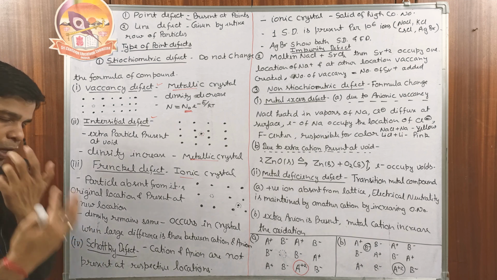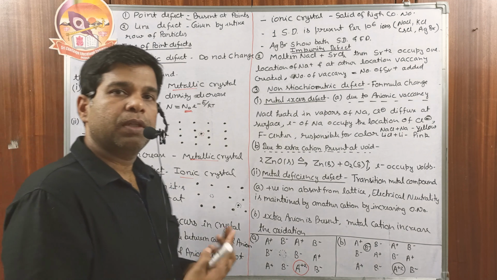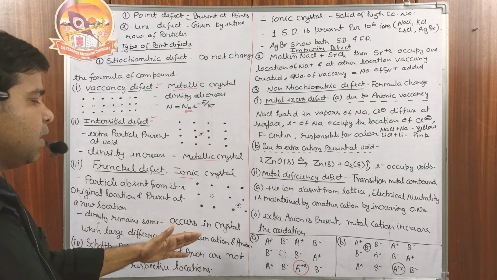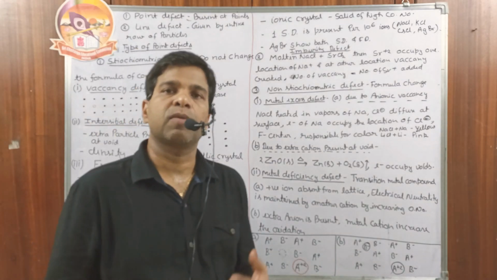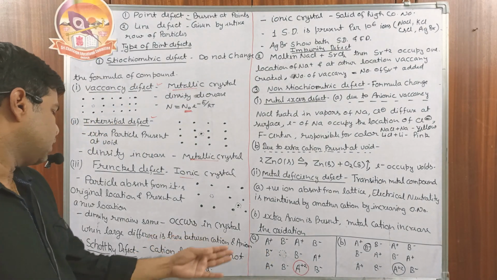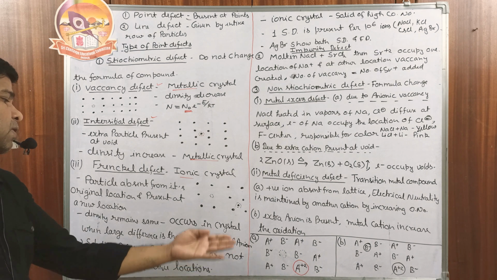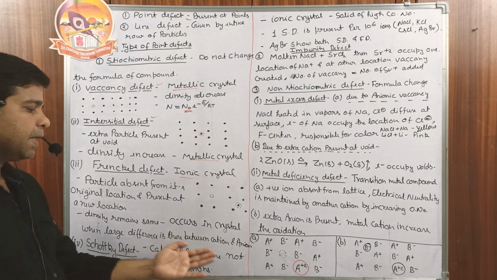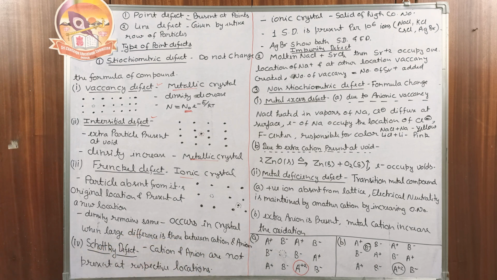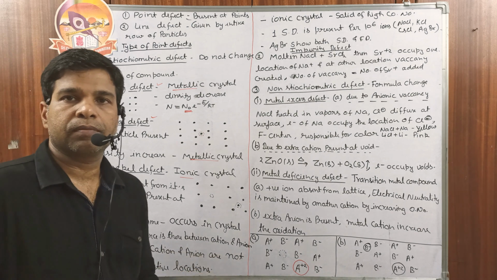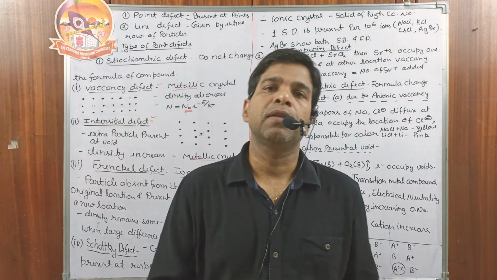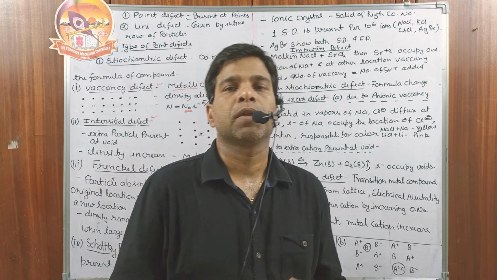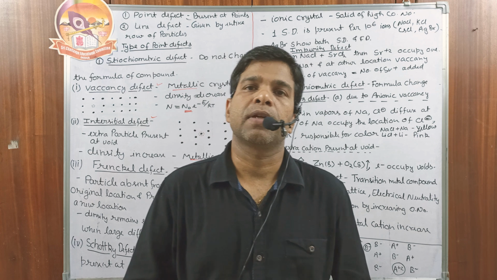Since particles remain the same, mass remains the same, then density also remains the same. It is shown by crystals in which there is a large difference between the cation and anion sizes. Then Schottky defect. Cation and anion are not present at their respective locations. Means cation is missing, and to maintain the electrical neutrality, the respective number of anions are also missing. Okay, so that is the Schottky defect.